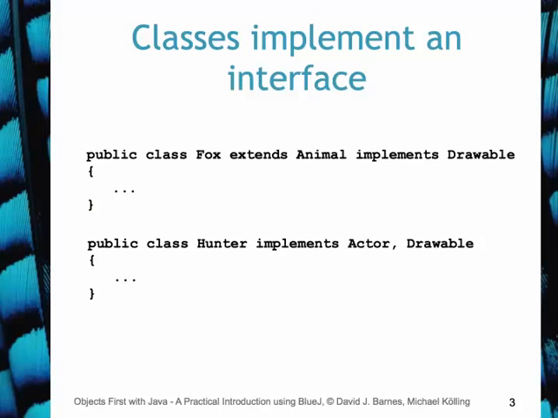Public class fox extends animal because fox has animal as a superclass. Fox is an animal, and then it also implements drawable because drawable is an interface. Similarly, public class hunter implements actor and drawable and is not an animal. So what this means then is fox is a subclass of animal that also promises to do everything specified in the drawable interface. Likewise, hunter promises to do everything in the actor interface and the drawable interface, but is not a subclass of any other classes.